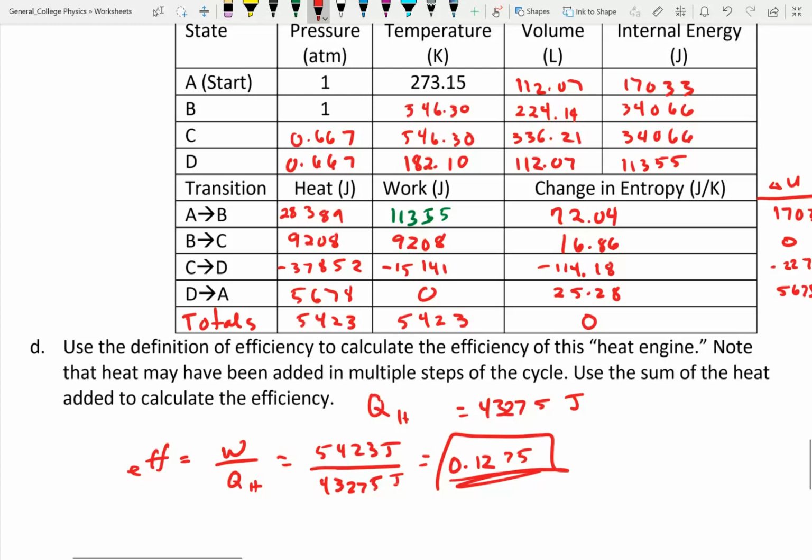Okay, there we've come to the end of the problem. That was a lot of thermodynamics calculations. There's only one problem, but we went through everything except for the adiabatic process. Hope this helps you get ready for the test.